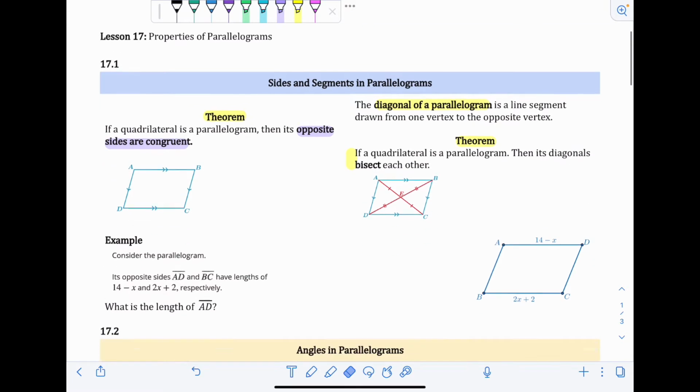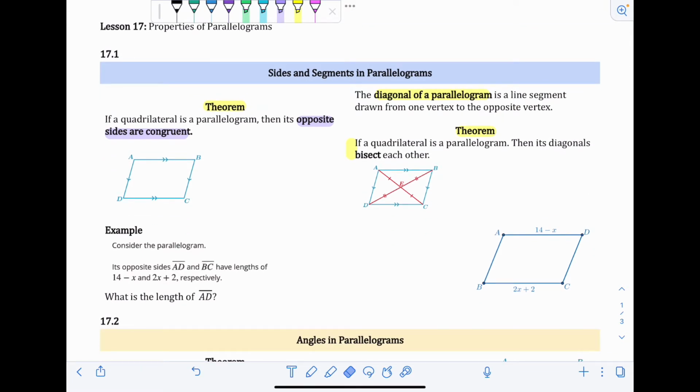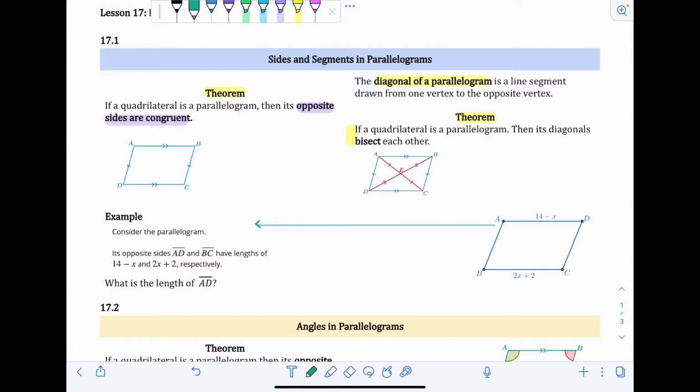Okay, and then in this example, we're going to problem solve. I made the picture really far away from the problem itself for some reason, but just so you know, this graphic goes with this example, so I'll just put it right next to it in your notes. Example 1, consider the parallelogram. Its opposite sides, segment AD and segment BC, have lengths of 14 minus x and 2x plus 2 respectively. What is the length of AD? In the graphic, AD is 14 minus x, BC is 2x plus 2, and we're asked to find the length of AD.